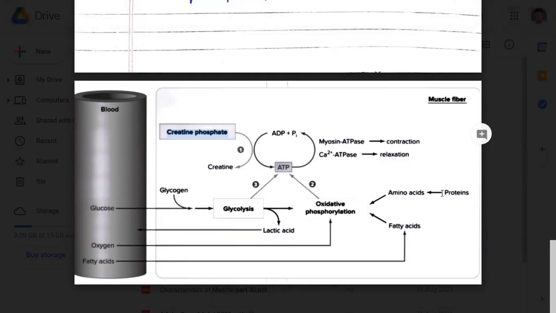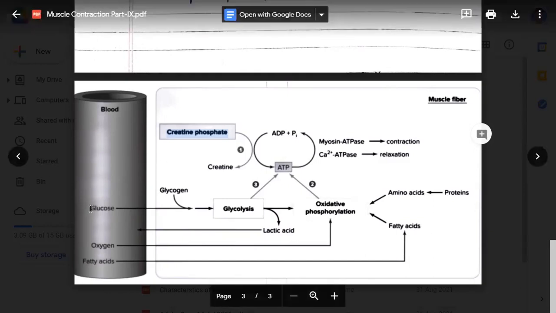And protein also converts into amino acid, and amino acid by its deamination or oxidation process provides energy as ATP. This means the sources of energy in the muscle contraction are, first glucose, second fatty acids, and third proteins also.